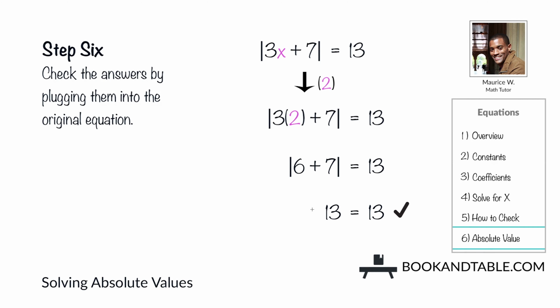Now x can have more than one value, so we still need to check the second answer that we got. So when we plug 2 in for x, we get 3 times 2, which is 6. 6 plus 7 is equal to 13. The absolute value of 13 is equal to 13, confirming that the value on the left equals the value on the right, and also confirming that our second answer, x is equal to 2, was indeed correct. So that is how you would solve an equation that includes an absolute value sign.